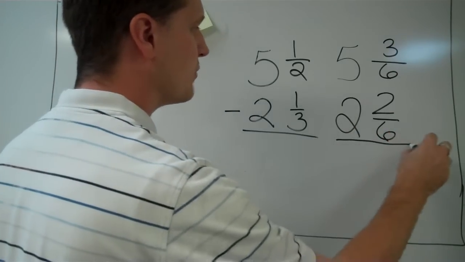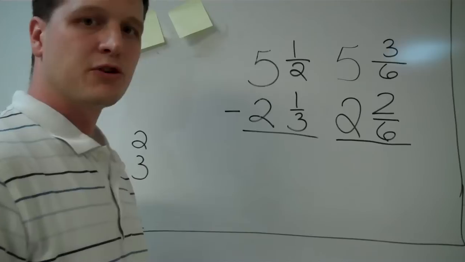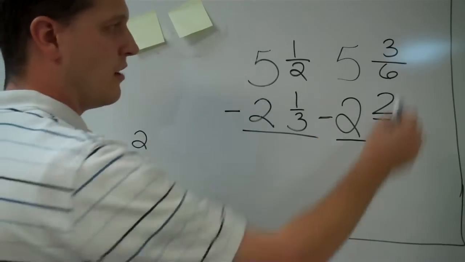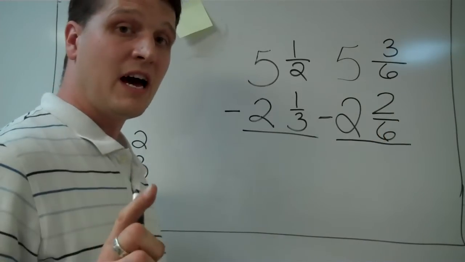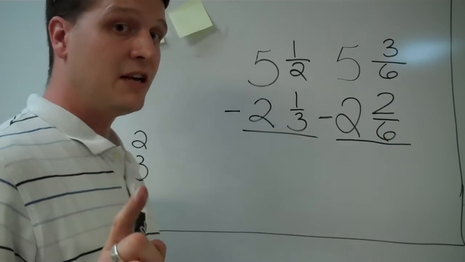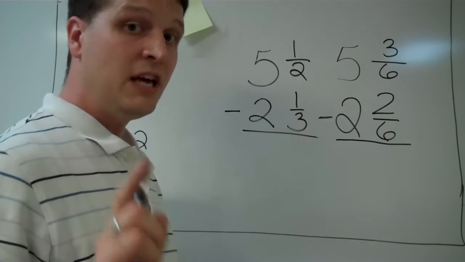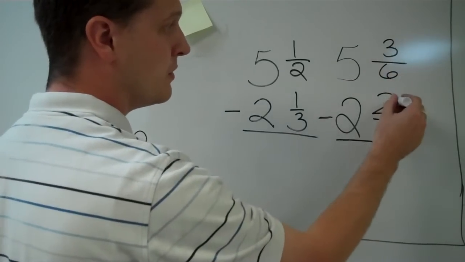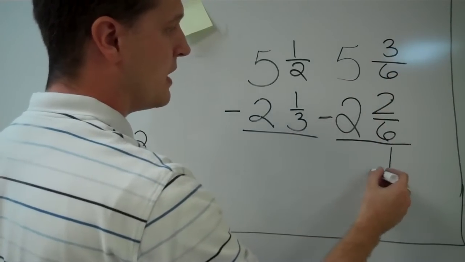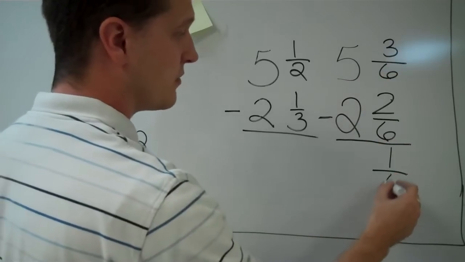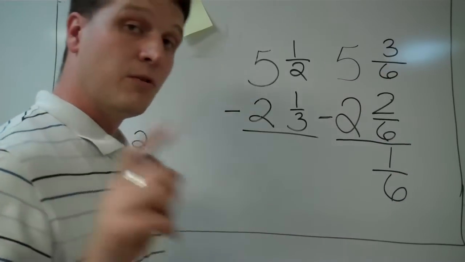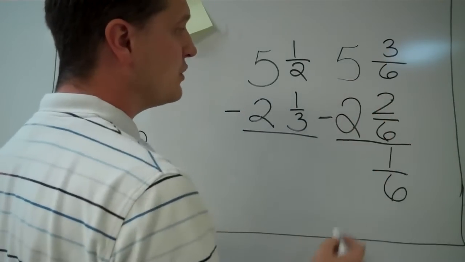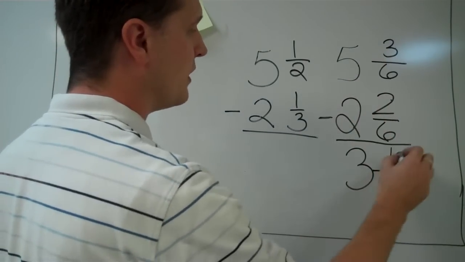Now, what we're going to do is put our adding and subtracting bar on the bottom, and we're going to subtract. Now, remember what I said about adding and subtracting fractions. We only add and subtract the numerators, and we leave the denominators the same. So we have our 3 minus 2, and it gives us 1. And then we leave our 6th. And then we want to subtract the whole numbers. 5 minus 2, which gives us 3.